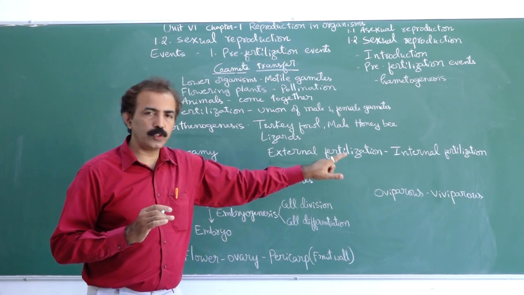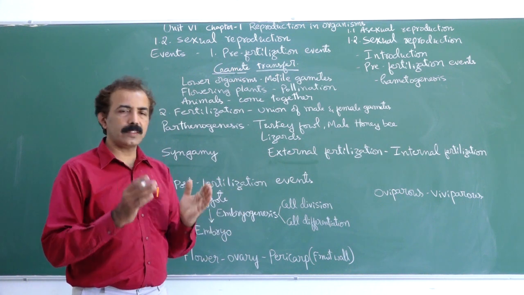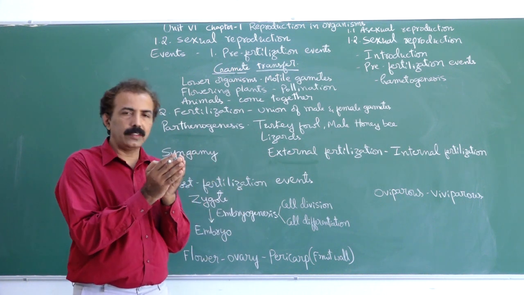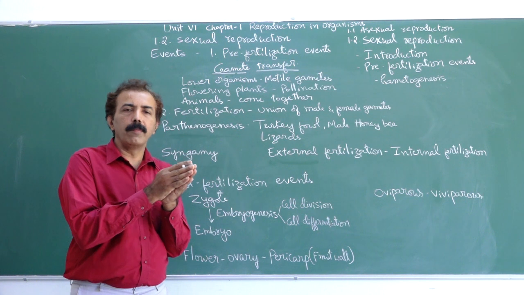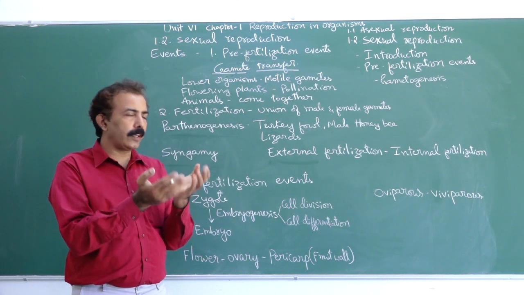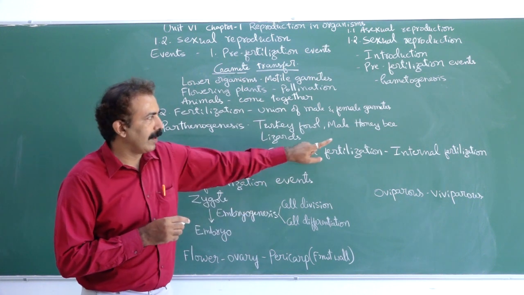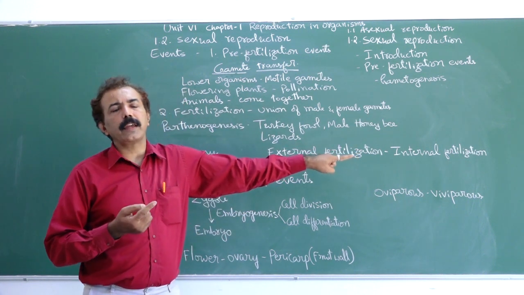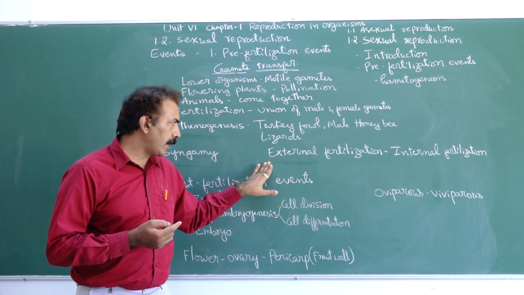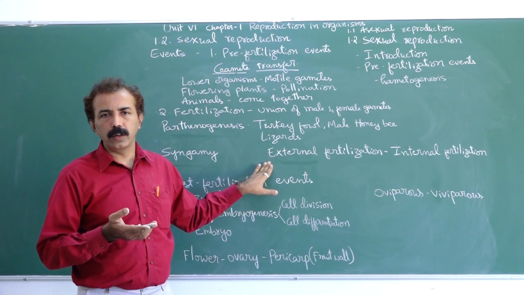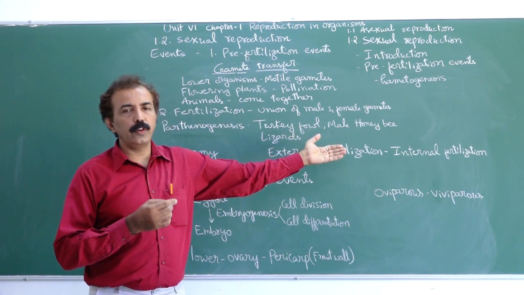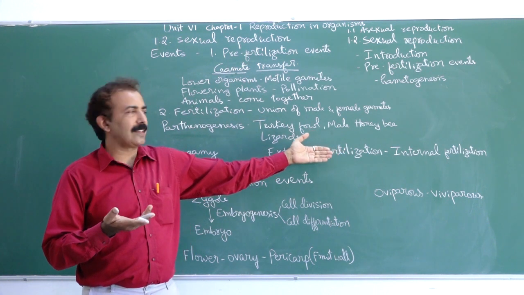Whereas in internal fertilization, the male and female gametes are made to unite in the female body and she can protect the gametes, thus the rate of success is higher. So, internal fertilization is a better mechanism. Example for external fertilization, frog. For internal fertilization, you consider human. Human is an example.